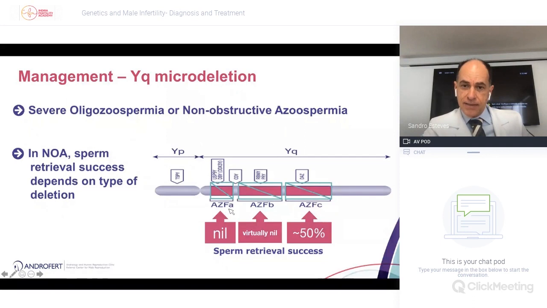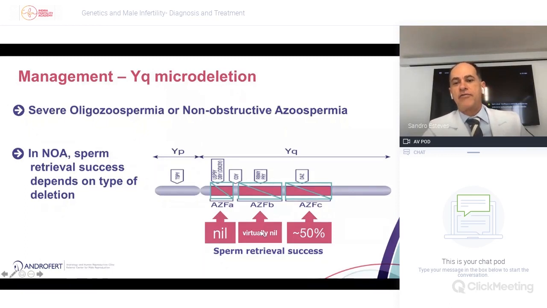If the report says microdeletion affecting the AZFA, well, this patient is not a candidate for sperm retrieval because the genes in AZFA are so critical for spermatogenesis that absence of these genes implies the patient will have no chance at all, regardless of the technique you use for sperm retrieval, to have sperm for ICSI. So you need to exclude the possibility of doing intervention in patients with AZFA microdeletion.